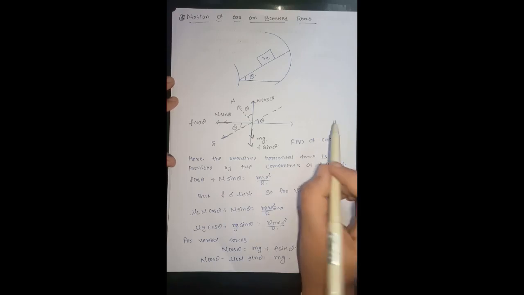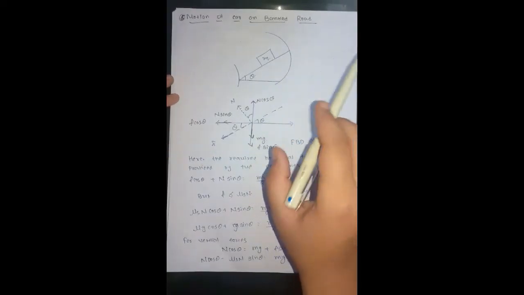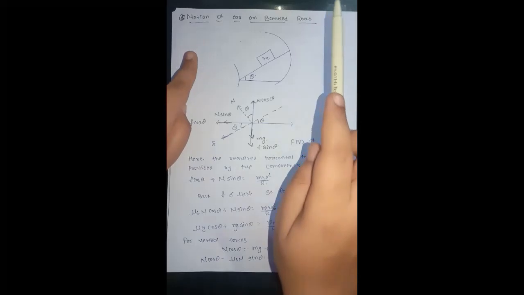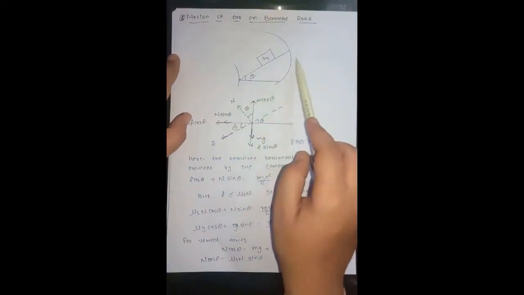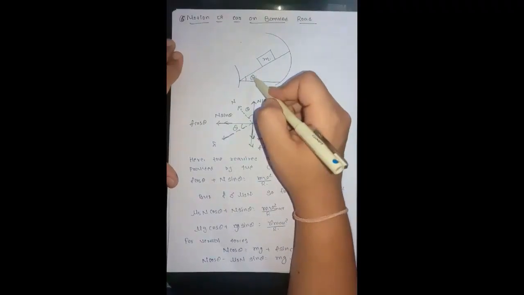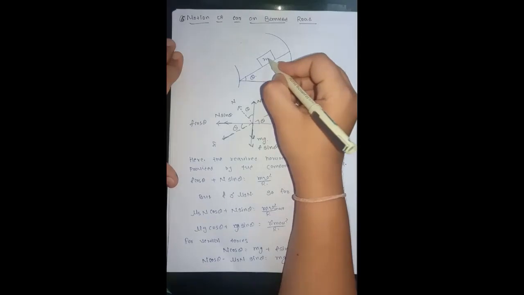Now the fifth type is the motion of car on a banked road. That means the road is circular and it is somewhat banked. That means there is a level difference between two ends of the road. Let's say the angle is theta or the slope is theta. Now we will draw the free body diagram of the car. The mass of car is given m.